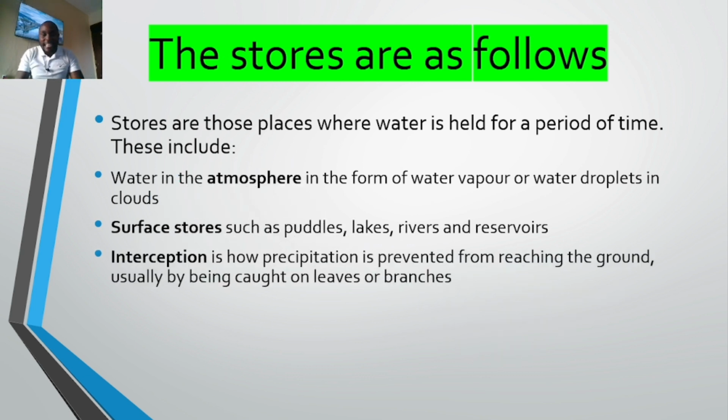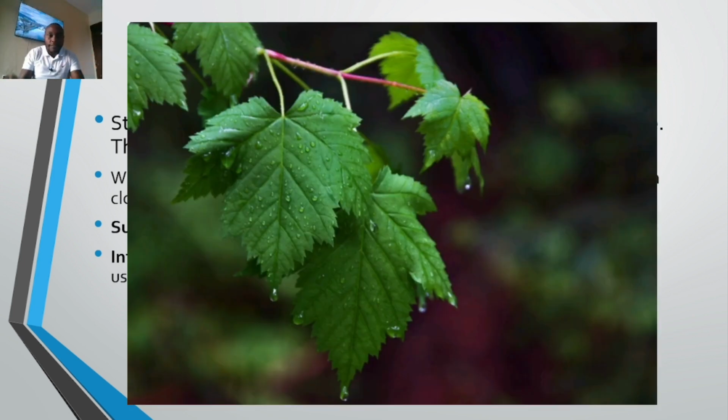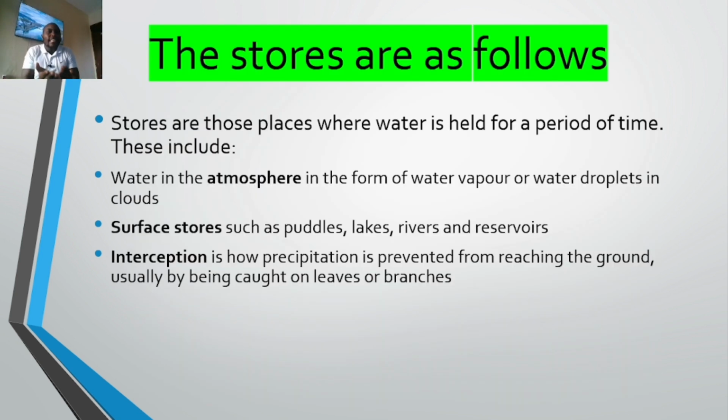And then we have another one, interception. Interception is whereby water is prevented from reaching the ground by the action of leaves or even stems. So you see that water is being held just on the leaves or on the stem, so it's prevented from reaching the ground. It can be storing that water for some time. So that's why it qualifies to be a store. Interception is a store in itself because it's storing some water for some time. That's why a store is those places where water is held for a period of time. So interception is one of the stores in the hydrological cycle.